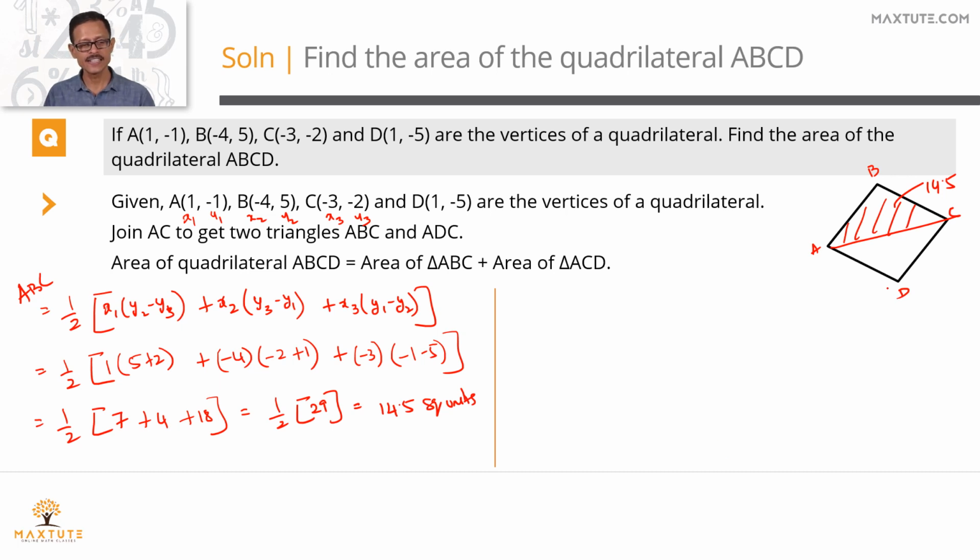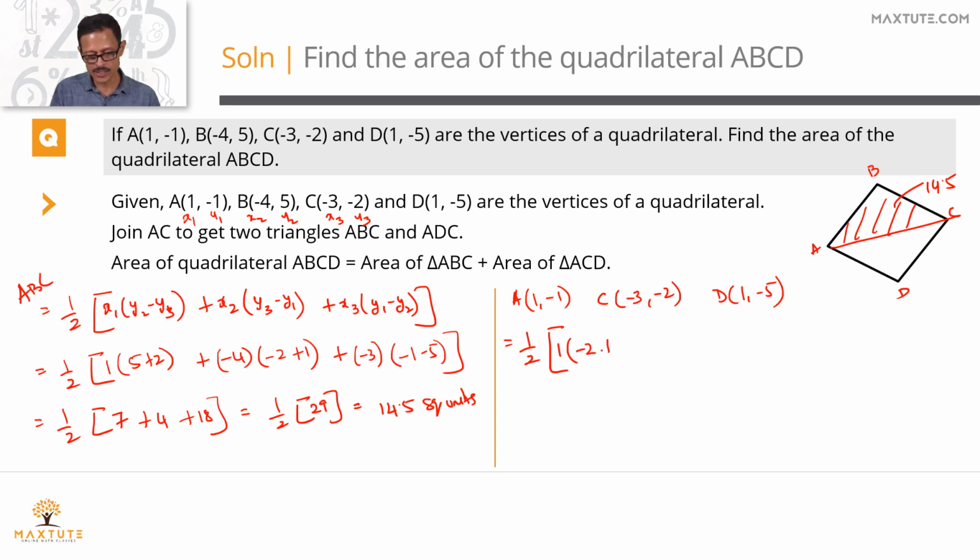Let's find out the area of triangle ACD. To avoid any confusion of making any mistake, I'm going to write down the coordinates here. A is 1, minus 1. C is minus 3, minus 2. And D is 1, minus 5. Just write it once more, even in the exam. You don't want to be making mistakes here. Area is equal to, the formula is already there. So it's half into x1, which is 1, into y2 minus y3, which is minus 2 minus of minus 5, which is a plus 5. Plus x2, which is minus 3, use parenthesis. y3 minus y1, which is minus 5 minus of minus 1, which is equal to plus 1.